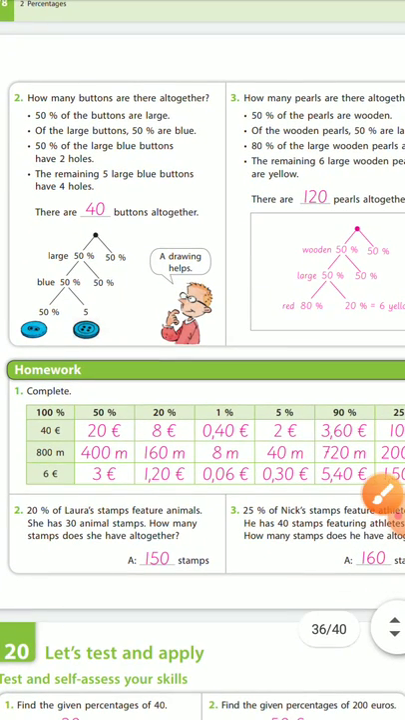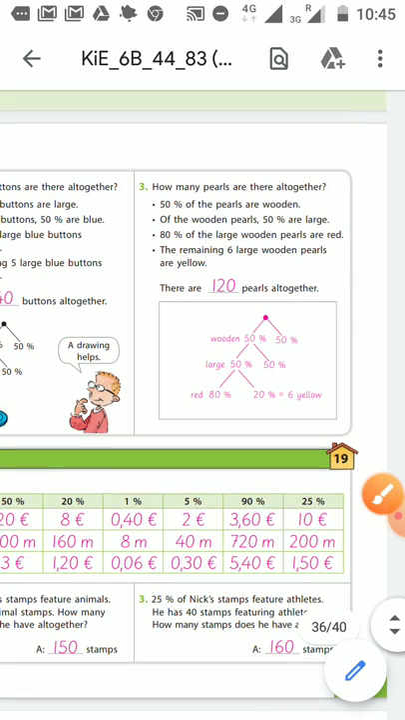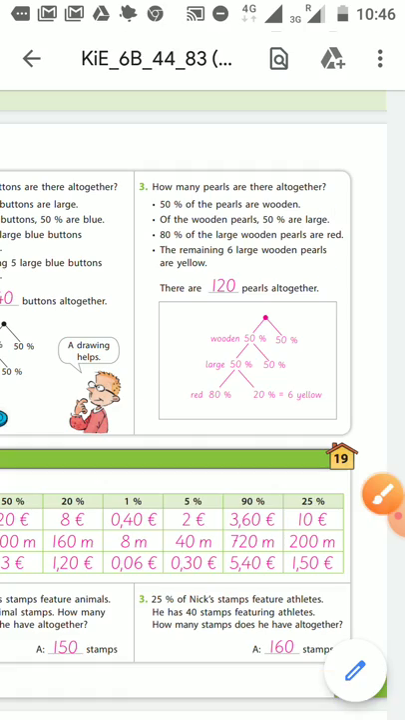This one's a bit more complicated, this exercise. So this is one to look at how many buttons are there altogether. 50% are large. Of those, 50% are blue. 50% are large blue, have 2 holes, etc. So have a look at that one there. Then question 3, how many pearls are there altogether? To give you this complex problem, 50% of pearls are wooden, then some are large, 80% of wooden are red, and then you work that out there and find out there are 120 pearls altogether.